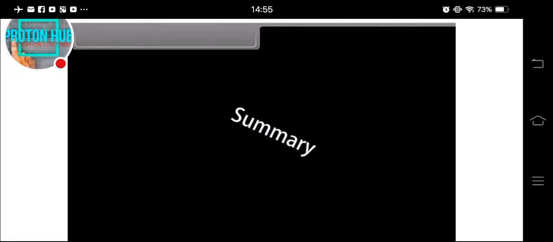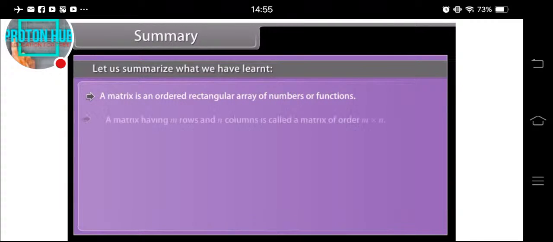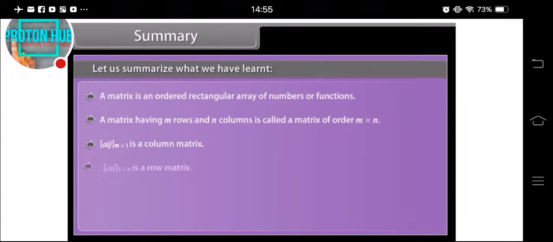Summary. Let us summarize what we have learned. A matrix is an ordered rectangular array of numbers or functions. A matrix having m rows and n columns is called a matrix of order m by n. A = [a_ij] m by 1 is a column matrix. A = [a_ij] 1 by n is a row matrix.